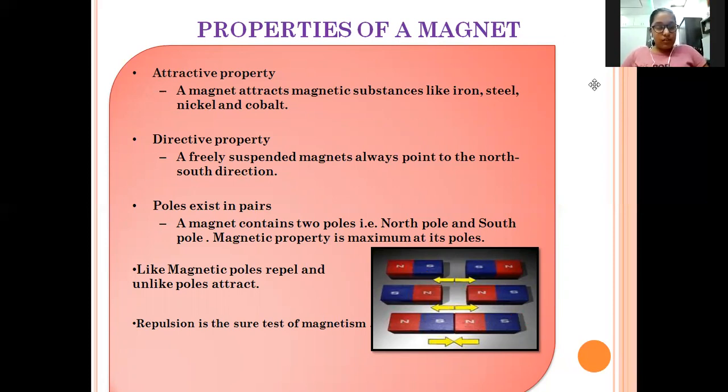Like magnetic poles repel and unlike poles attract. Here, as you can see, two like poles, south and south, when kept together, are repelling each other. Same as north and north, which are also repelling each other. But when unlike poles, north and south, are kept together, they attract each other. This is also known as the law of magnetism. And the fourth property is that repulsion is the sure test of magnetism.